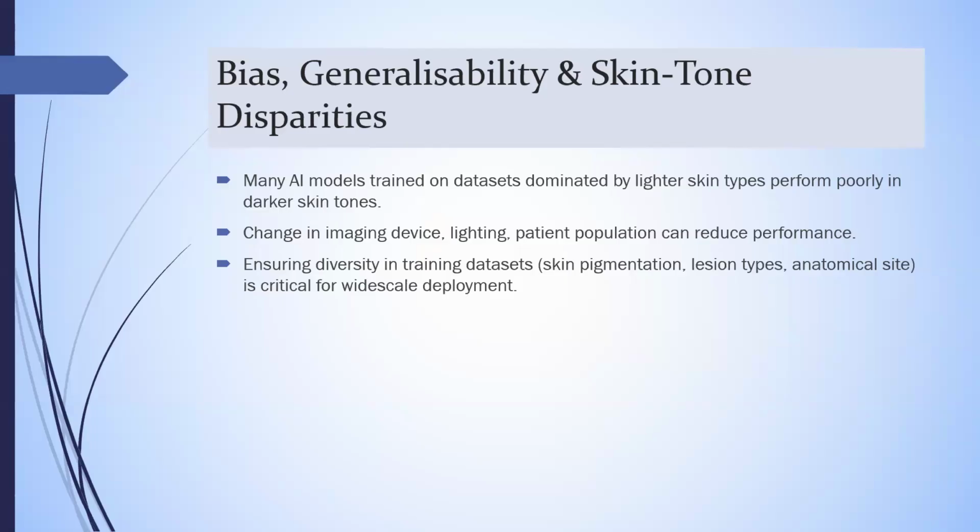And there is no standardization, right? The imaging device, one will use DermLite, one will use Heine, one will use a Chinese device, and the lighting, the patient population, everything differs. There is no standardization, which can reduce the performance. And you cannot generalize a particular finding. Ensuring diversity in training data sets is needed, as I told you, including lesion types. With thicker lesions, dermoscopy might not be the right thing to do. In thinner lesions, dermoscopy will give you more inputs. All these should be brought into concern.